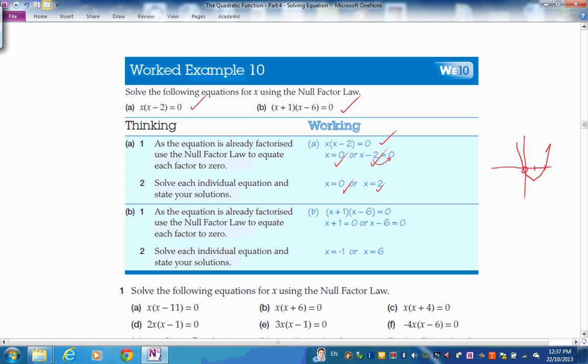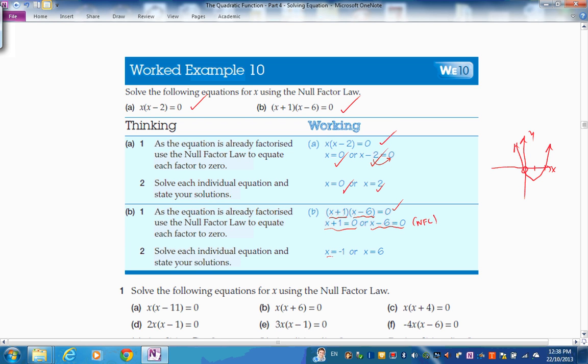And so you could relate it back to the graph of the quadratic function. Gives us a little bit more meaning and importance. This one is also already factorised. Two factors multiplied together to give 0 by the Null Factor Law. Either the first one is 0 or the second one is 0.